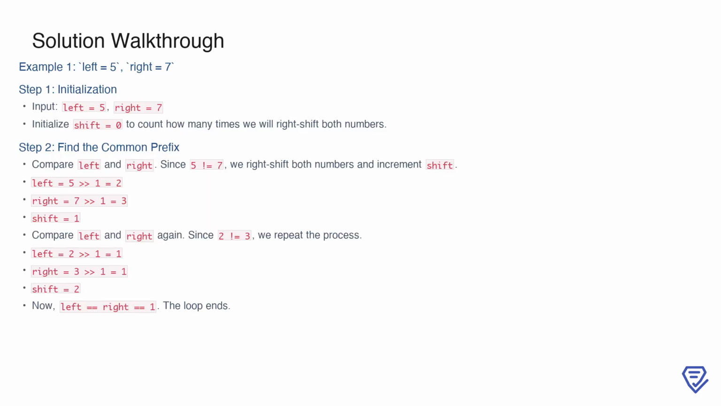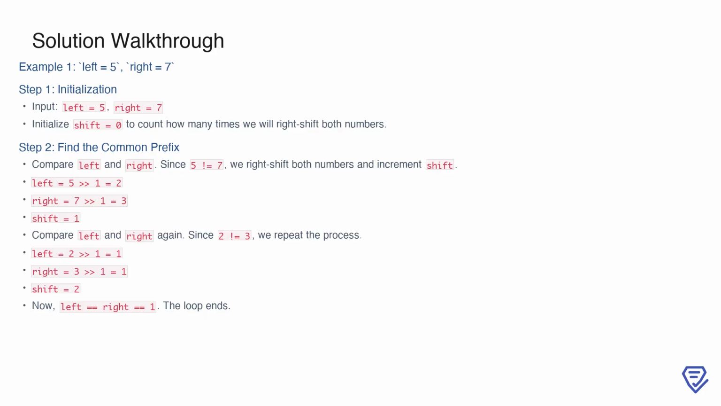To solve the problem of finding the bitwise AND of all numbers in a given range, we start by focusing on an example where left is 5 and right is 7. The goal is to identify the common bitwise prefix shared by all numbers between these two values. First, we initialize a variable shift to 0. This variable will help us track how many times we need to right shift both numbers to find their shared prefix. We then compare left and right.